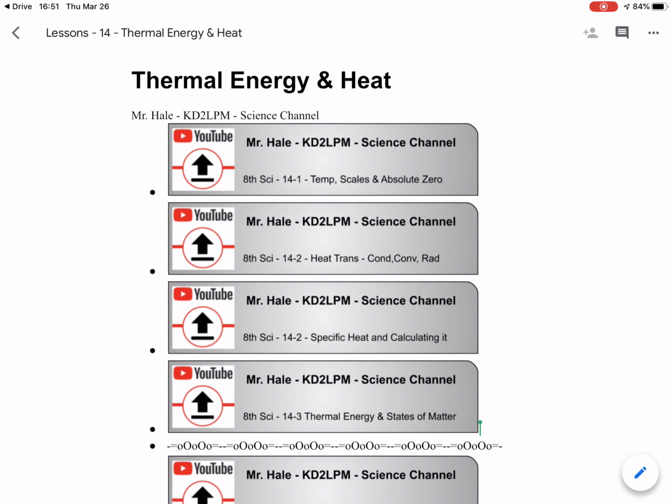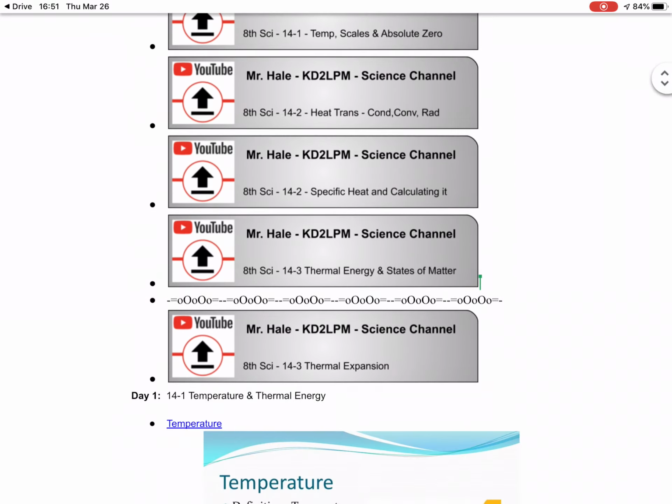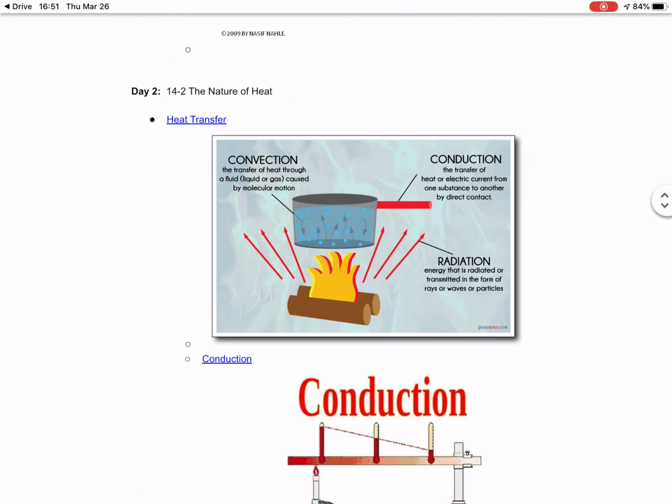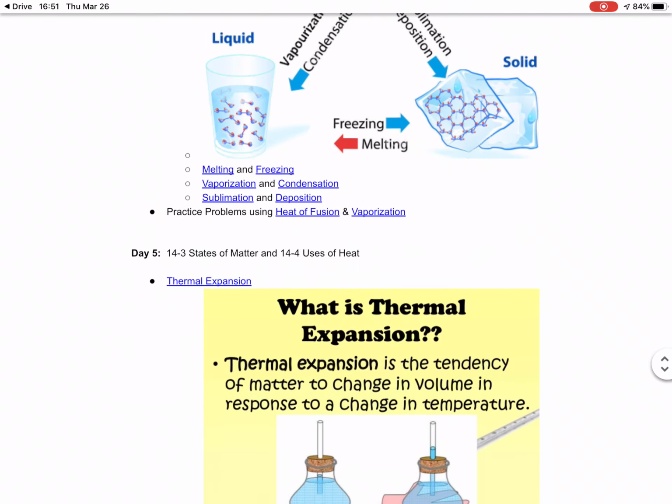Mr. Hale here. Just wanted to finish up our chapter on thermal energy and heat. Today we're going to be talking about thermal expansion. What is it, and how can we use it?